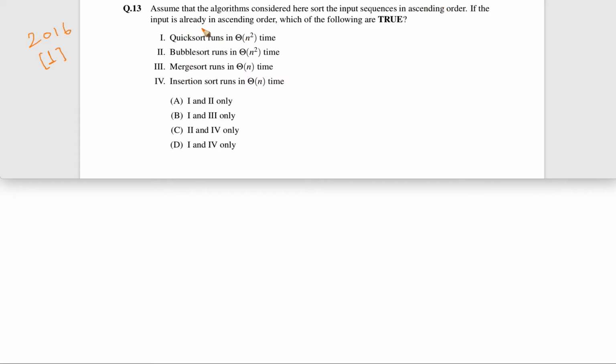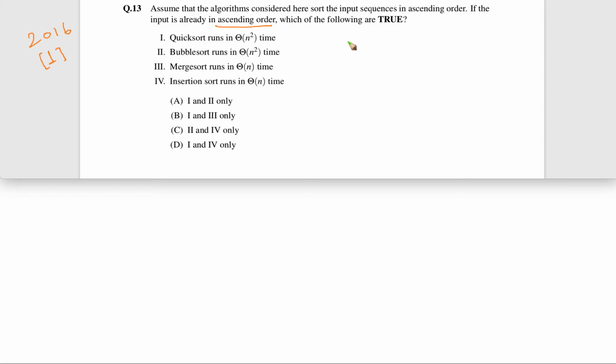If the input is already in ascending order, which means that whatever input is being provided to these sorting algorithms is already in ascending order, then which of the following statements are correct? Okay, so let's start with the first statement. The first statement is quick sort runs, so we have to find the true statements, right?